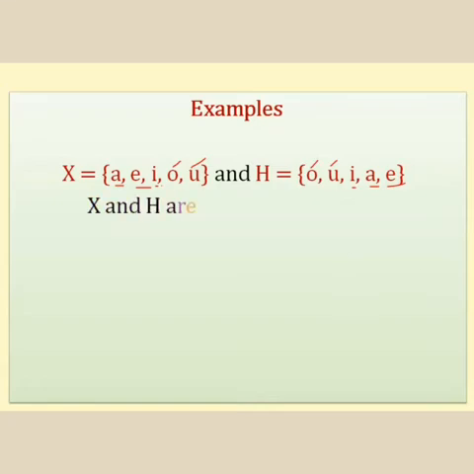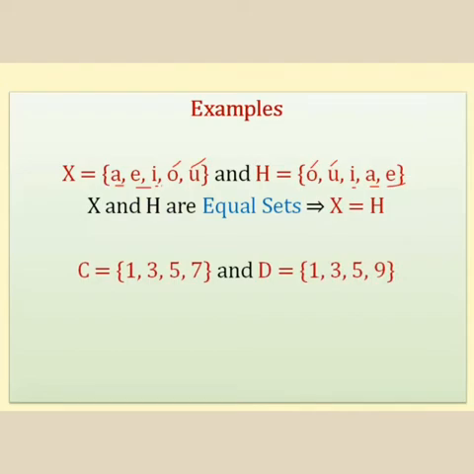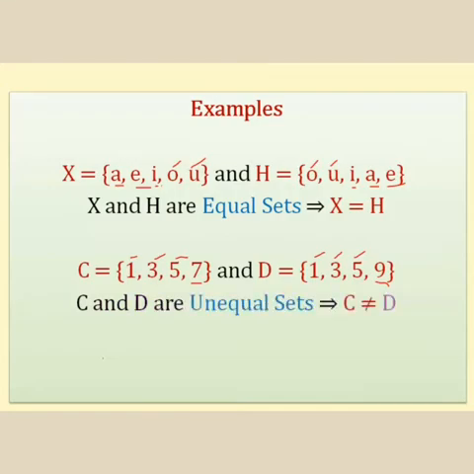X and H are equal sets. Now they have given C and D. See, here you have 1. Here D set also has 1. C has 3. D also has 3. C has 5. D has 5. And here it is 7. And here it is 9. So, the last fourth element is not same. So, C and D are unequal sets, and we represent that C is not equal to D.